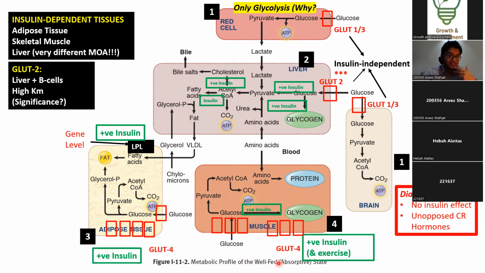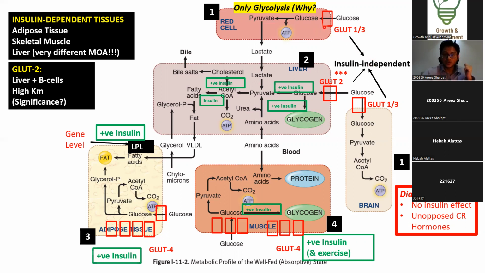That means your body releases insulin. What are the effects of insulin? In this diagram, we'll discuss them. First, let's look at the insulin-independent cells, the red blood cells and the brain cells. You have to know this: the red blood cells and the brain cells have Glut1 and Glut3. Those are the glucose transporters present in the red blood cell and in the brain. And these are insulin independent.